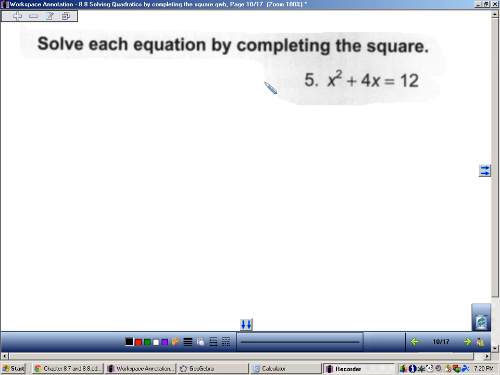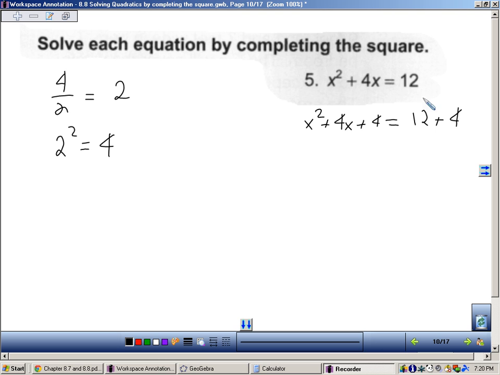Solve each equation by completing the square. So we're going to solve this by completing the square. Let's take half the middle term. You can reduce it, so it's 2. I take 2 and square it, and that's 4. So the completed square form is, we're going to add 4, and also add 4 to the right side.